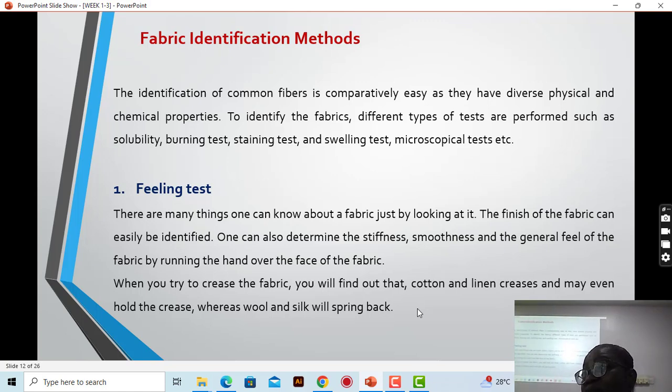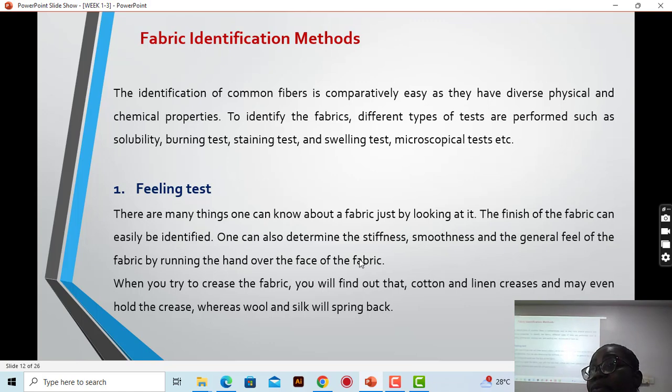Aside from feeling, we also use our eyes to see. There are certain fabrics where your eyes can tell you that, oh, this is woolen, this is cotton, to a large extent. So the finish of the fabric can easily be identified. You can determine how stiff it is, how smooth it is, the general feeling. You run your hand over it.